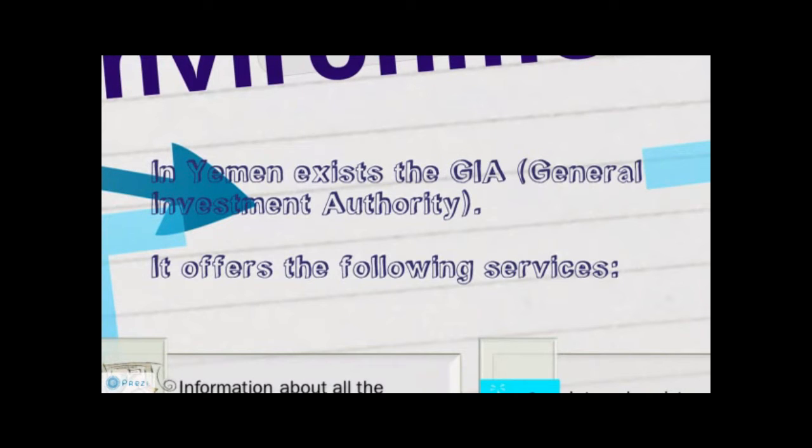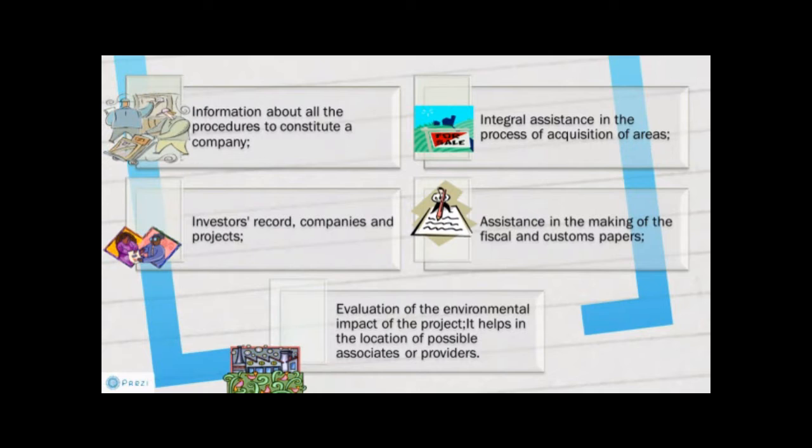In Yemen, there exists the General Investment Authority, which promotes investment in the country. Its principal functions are providing information about all the procedures to constitute a company, integral assistance in the process of acquisition of areas, investor record of companies and projects, assistance in the making of the fiscal and customs papers, and the evaluation of the environmental impact of the project, and also it helps in the allocation of possible associates or providers.